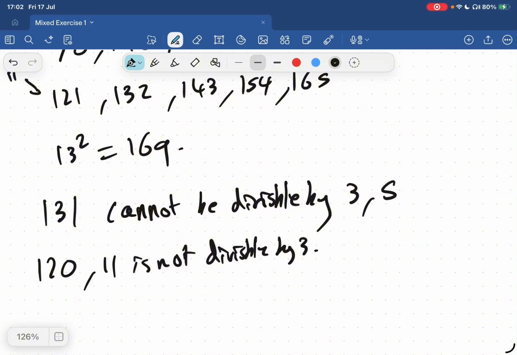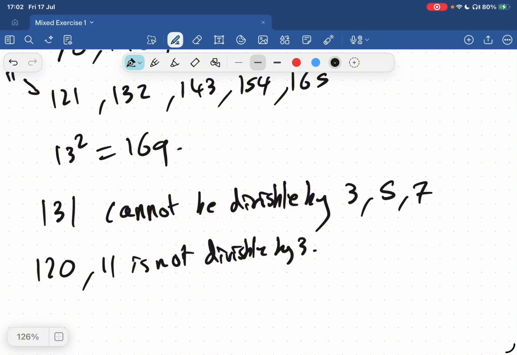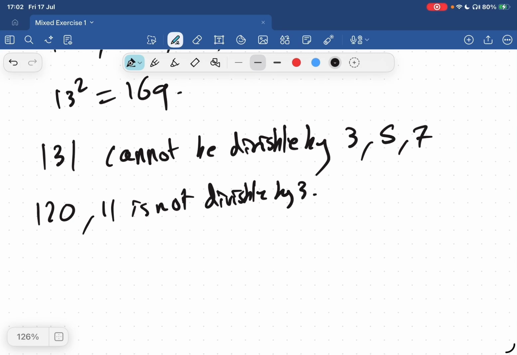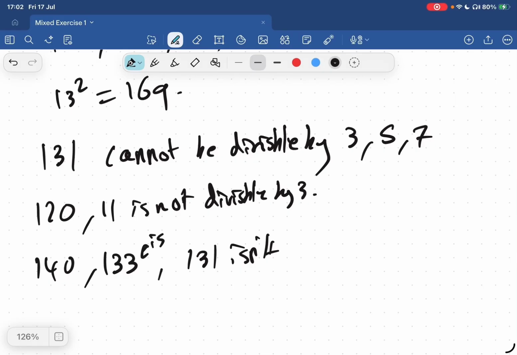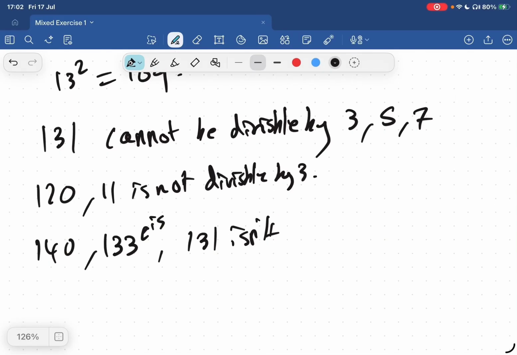5 doesn't end in a 0 or a 5. 7, okay. Well, what do we know? Well, we know 140 is divisible by 7, so that must mean that 133 is, so then 131 isn't. So 131 isn't divisible by 7.